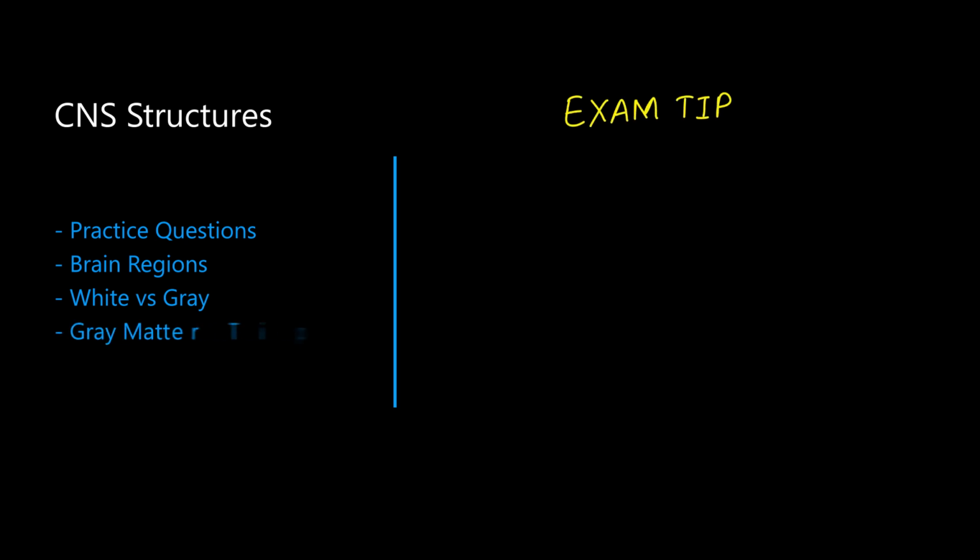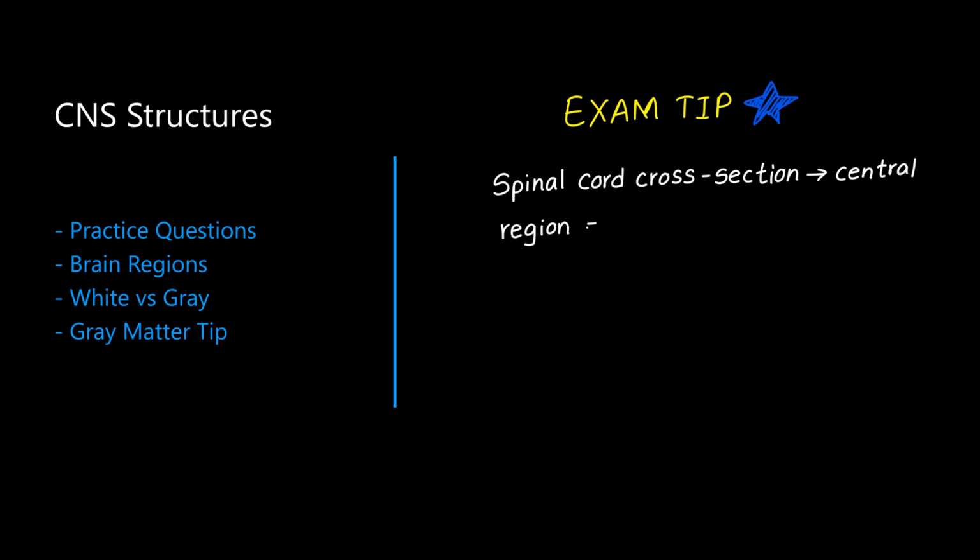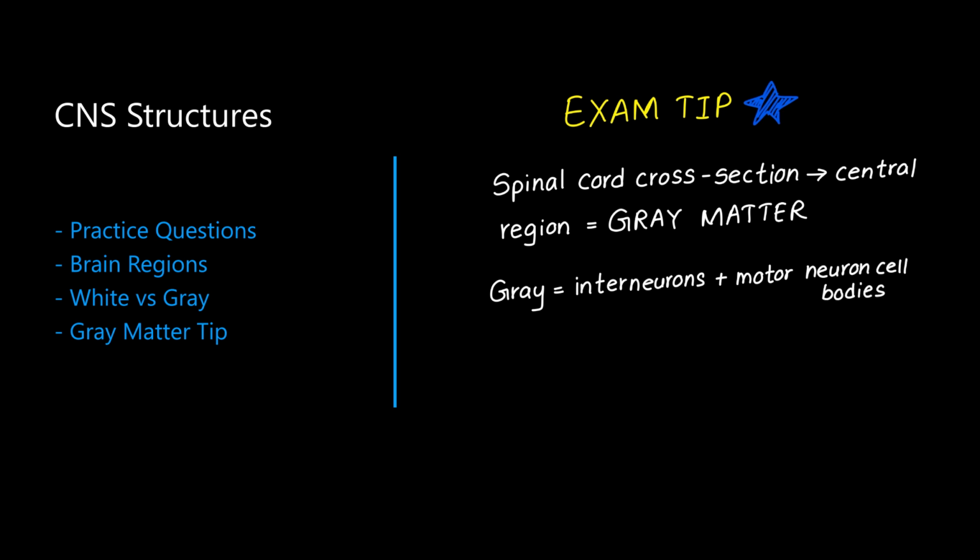On the exam, if they describe a cross-section of the spinal cord and ask about that central region, grey matter is your answer. The grey matter houses interneurons and motor neuron cell bodies, while the surrounding white matter carries signals up and down the cord. Knowing which is where in the spinal cord is a straightforward point you do not want to miss.